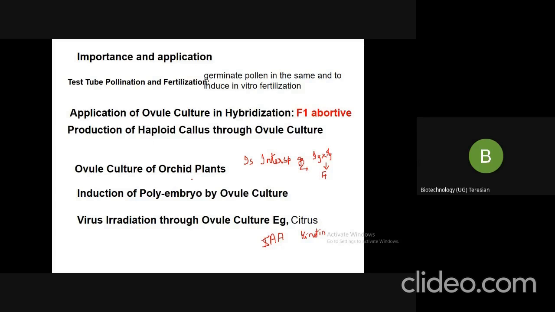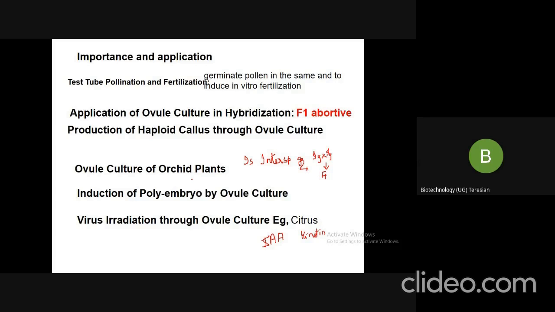And also it is used in the induction of polyembryo by the ovule culture. Particularly the polyembryos of ovule culture are being developed in the citrus plant. We have already dealt with this in the ovary culture, so we shall not go deep into it.